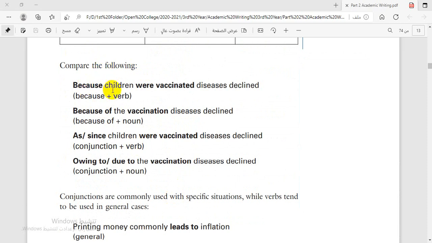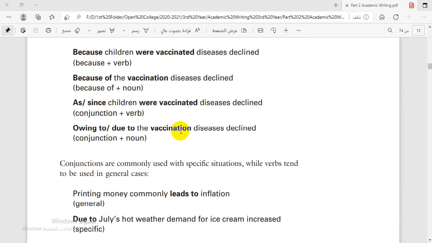Okay, because children were vaccinated, diseases declined. Because children were vaccinated. Here we have what? We have a conjunction and we have a verb to show the cause and effect. Because of the vaccination, diseases declined. Here, I want you to compare. Because alone is followed by a clause. Because of is followed by a noun. As or since, both of them mean because.